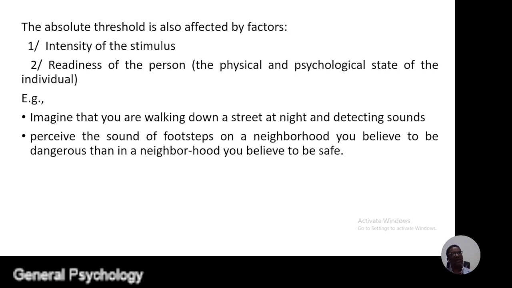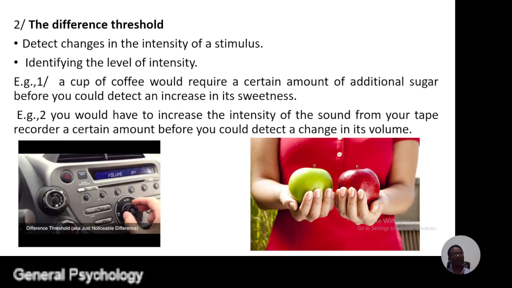So because of our readiness, because of our expectation, because of feeling something, our threshold level would be affected. So intensity as well as readiness, which can be physical readiness or psychological readiness of an individual, may affect our absolute threshold to detect the right stimulus. In relation to difference threshold, it means directly detecting or identifying changes because of the intensity of the stimulus.